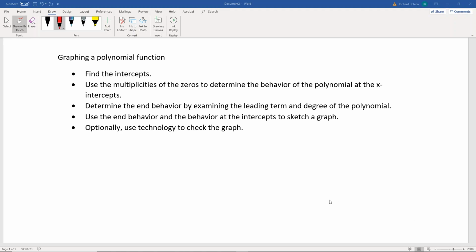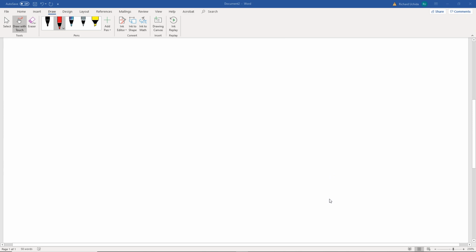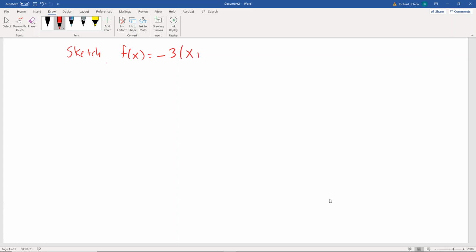So let's do a couple examples. Let's say we're asked to sketch the function f of x equals -3 times (x plus 2) quantity squared, times (x minus 1) quantity cubed. So this one is in factored form, so that does make finding the zeros of the polynomial function, which gives you the x-intercepts, quite easy.